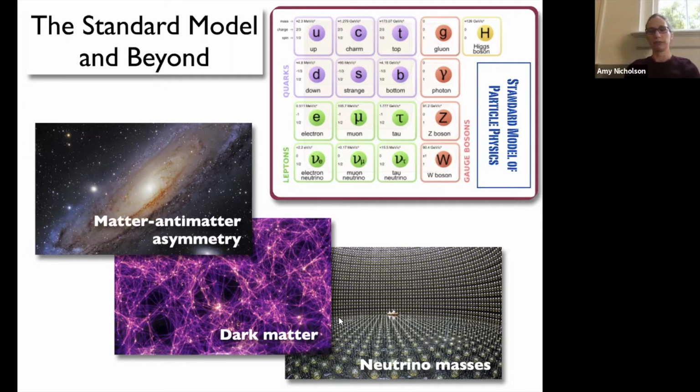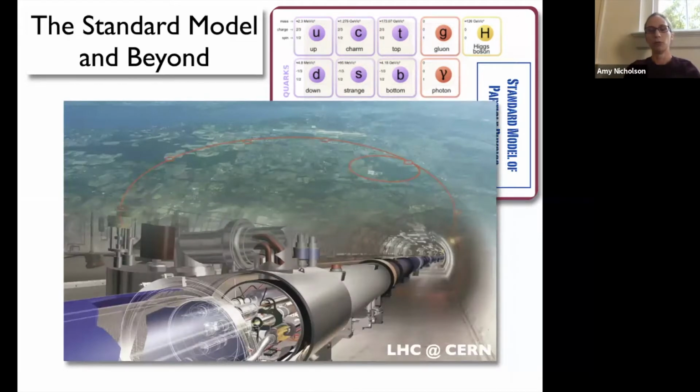And so experimentally, I've kind of grouped the different kinds of experiments looking for beyond the standard model physics into two different kinds. So one, you have accelerator physics. These are looking at very high energies. They accelerate particles to large energies where what would otherwise be very rare processes are enhanced at these high energies. And they look for signatures of these rare processes that don't belong within the standard model.